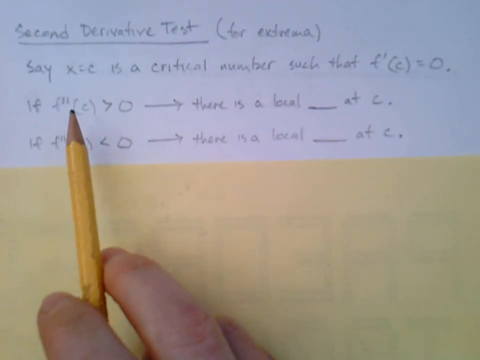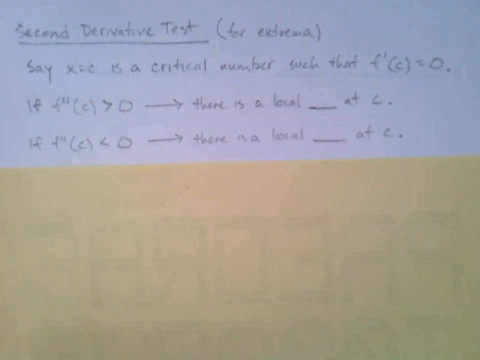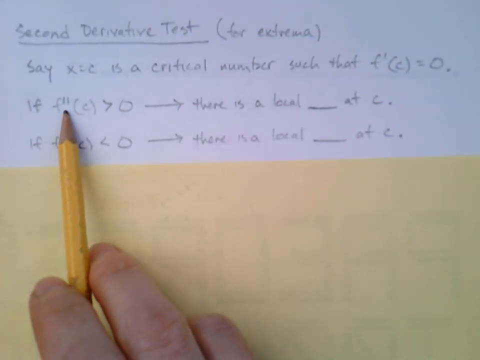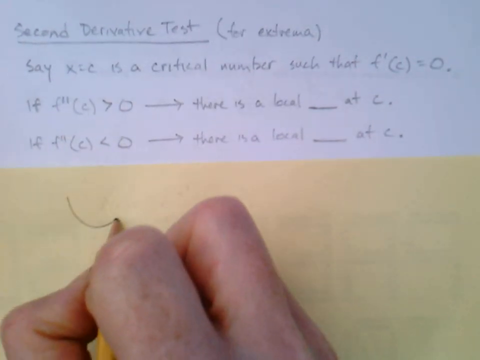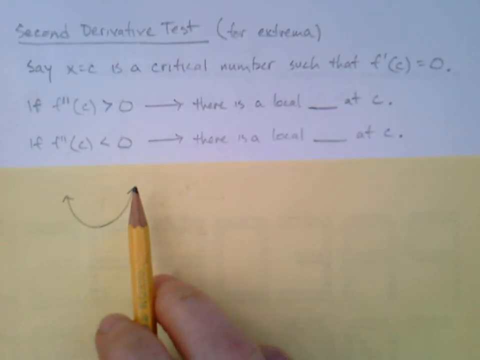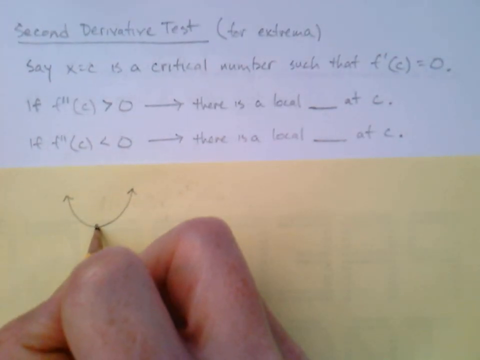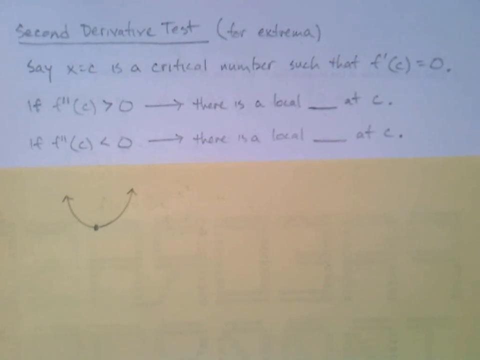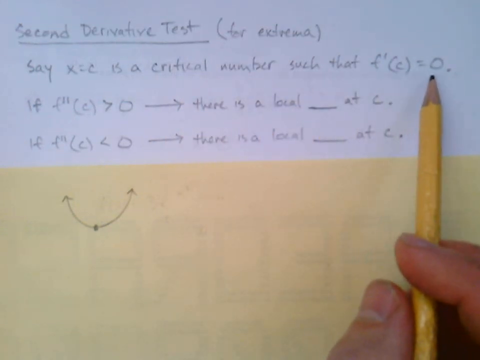What's going on here? If the second derivative is positive, well, the second derivative is about concavity, right? If it's positive, that means it's concave up. It's doing this, right? Does a curve like that have a local max or a local min? It has a minimum there at the bottom. You might think, how do we know our point is at the bottom? Because we already said the first derivative is 0.